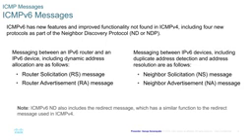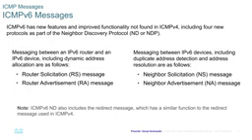Messaging between an IPv6 router and an IPv6 device includes dynamic address allocation, and that is done through router solicitation RS messages and router advertisement RA messages. Again, we quickly went over this in our previous module as well, and this is part of the IPv6 infrastructure.